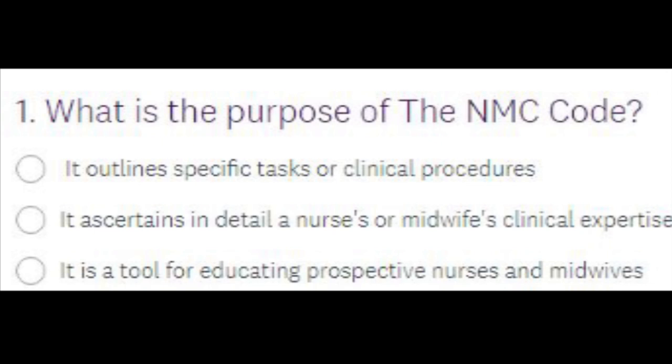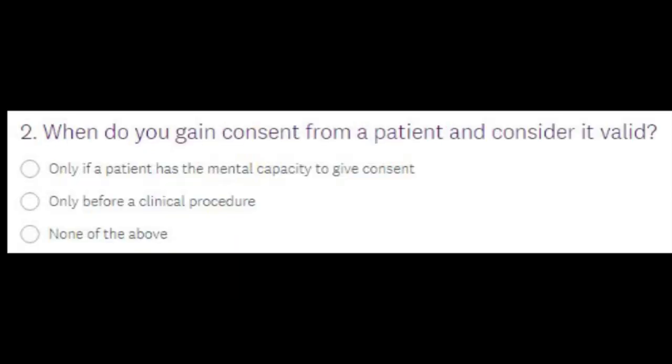The first question is, what is the purpose of the NMC Code? The options given are: option 1, it outlines specific tasks or clinical procedures. Second, it ascertains in detail a nurse or midwife's clinical expertise. Third, it is a tool for educating prospective nurses and midwives. Option number 3 is the right answer. It's a tool for educating prospective nurses and midwives. Hope you have got the first answer right.